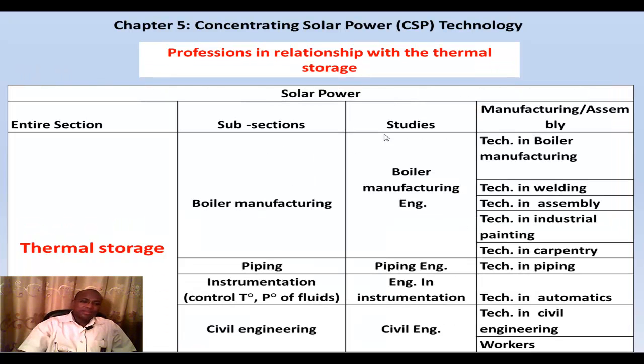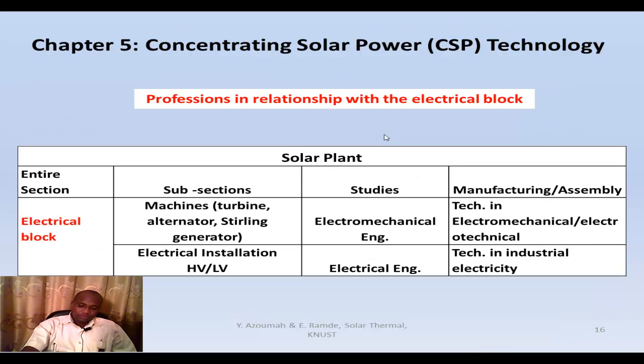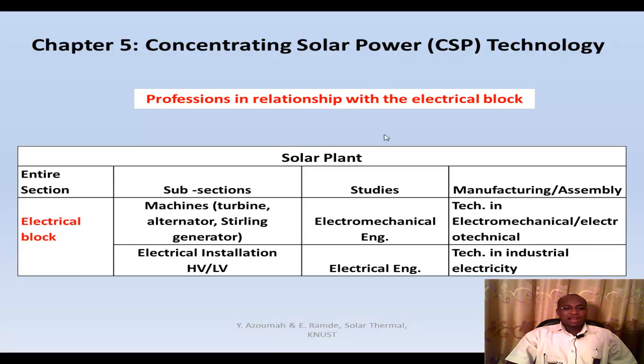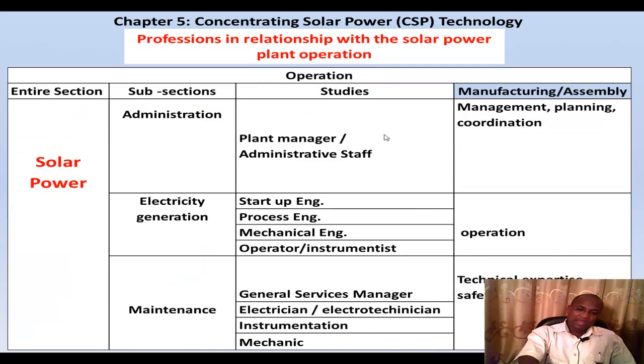And still, if we take the thermal storage, we were able to find the skilled manpower also for this part. We still need boiler manufacturing engineers, civil engineers, piping engineers, engineers in instrumentation, etc., and technicians also. And for the electrical block, we need electromechanical engineers and technicians, and also electrical engineers, etc. For the solar power operation, from an administration point of view, we need a plant manager, administrative staff, etc.